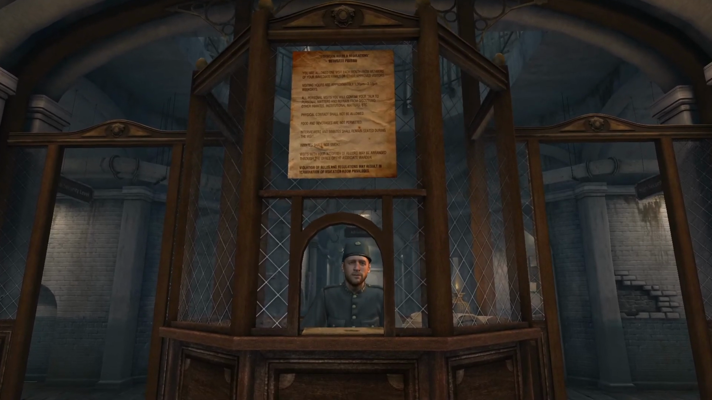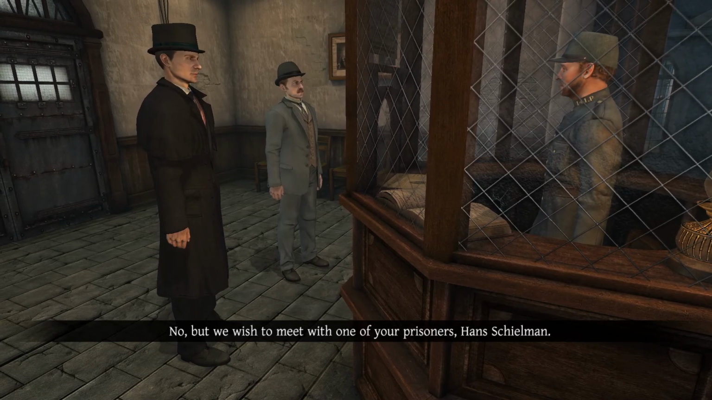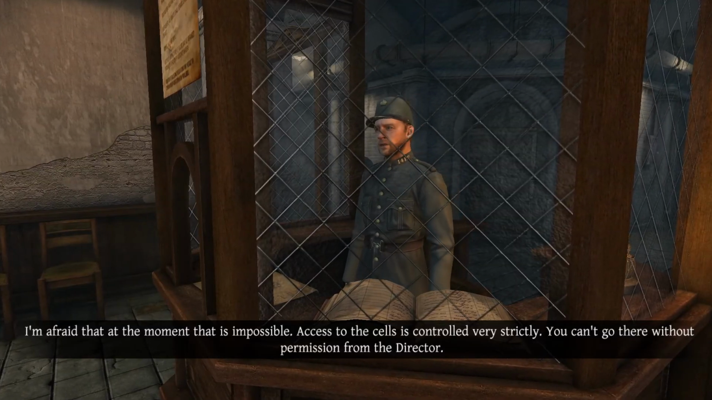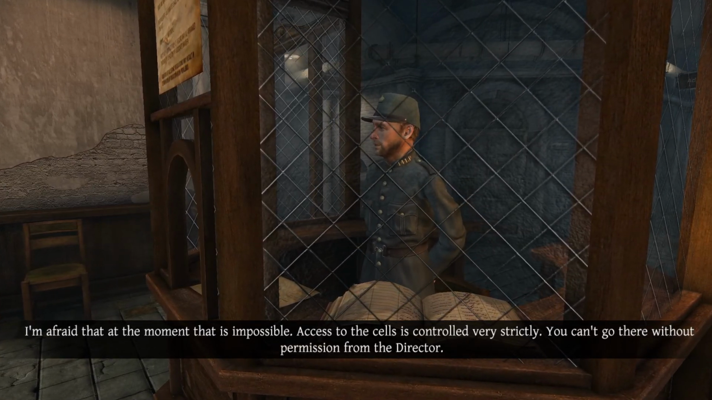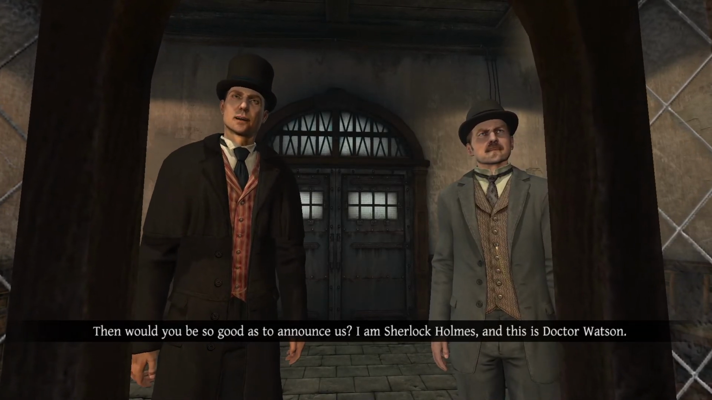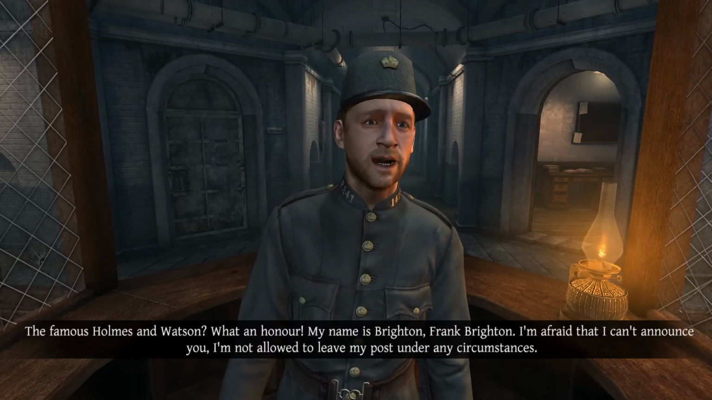That is true. Good morning, gentlemen. Are you expected? No, but we wish to meet with one of your prisoners, Hans Schielmann. I'm afraid that at the moment that is impossible. Access to the cells is controlled strictly. You can't go there without permission from the director. Then would you be so good as to announce us? I am Sherlock Holmes, and this is Dr. Watson. The famous Holmes and Watson.